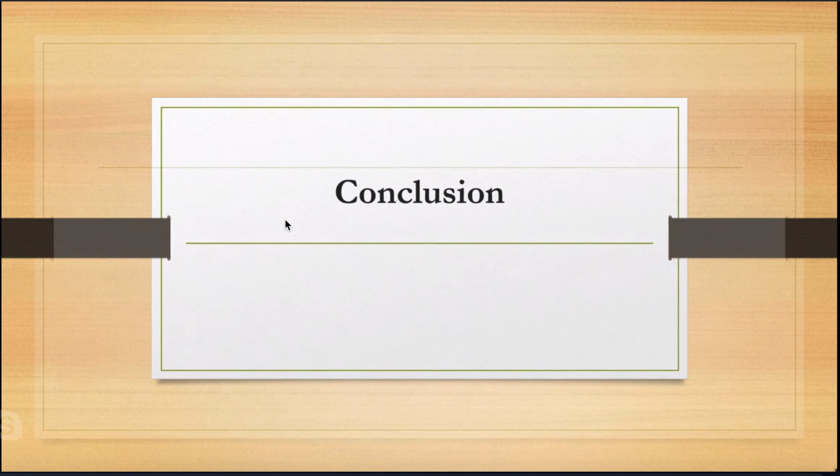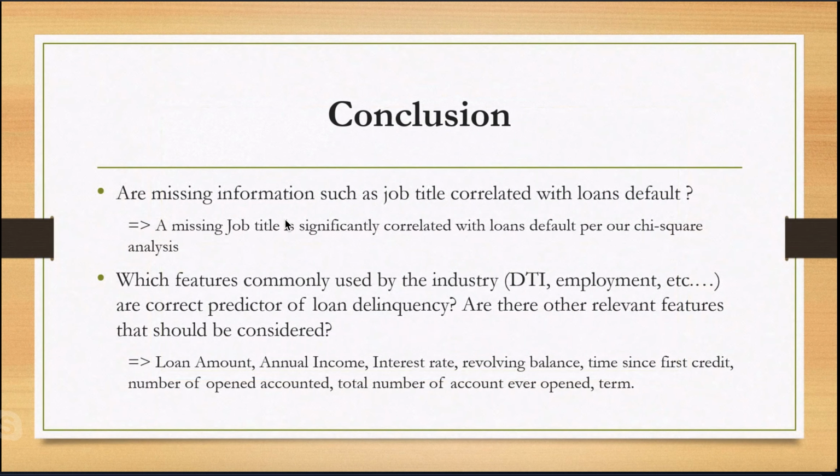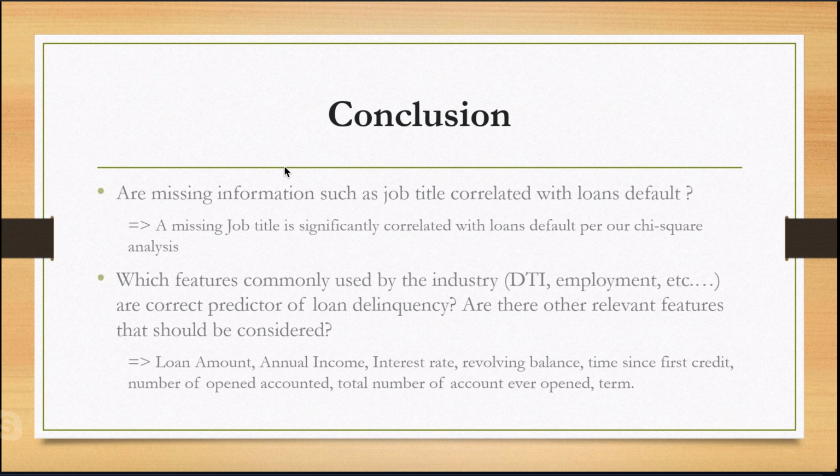To conclude, we used the chi-square analysis, and we found out that missing employment title was most likely correlated with default. We found out that the loan amount, annual income, interest rate, revolving balance, subsistence credit, number of accounts open, total number of accounts open, and time of the loan were important variables.